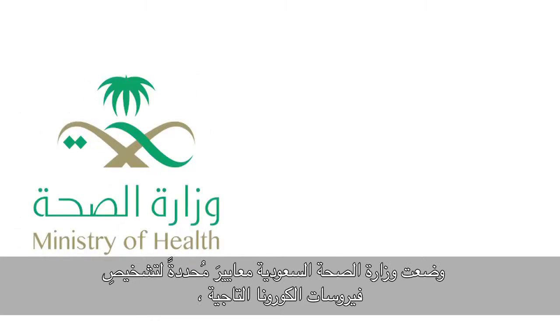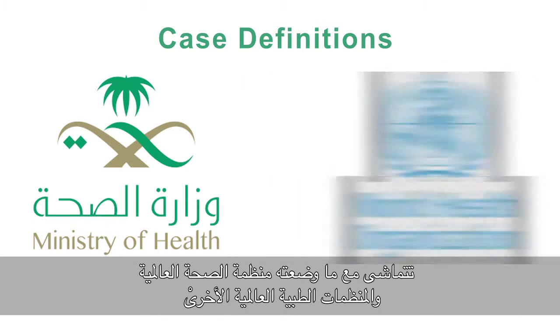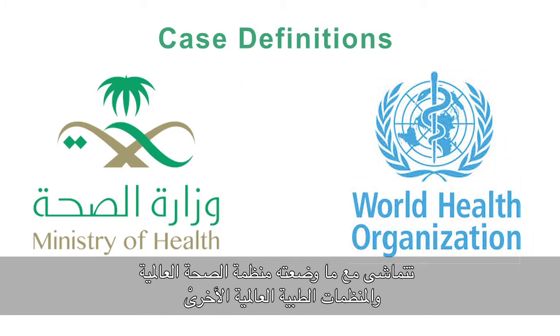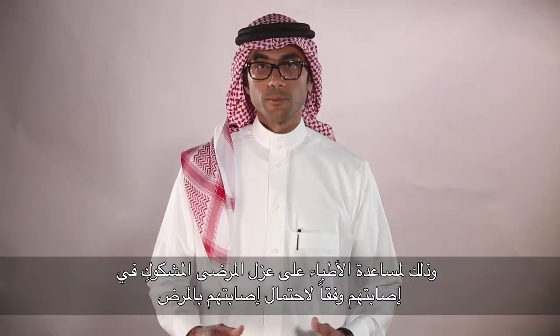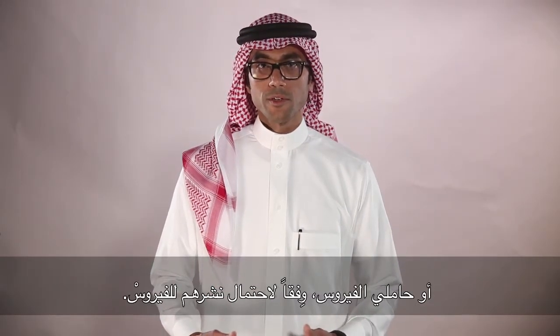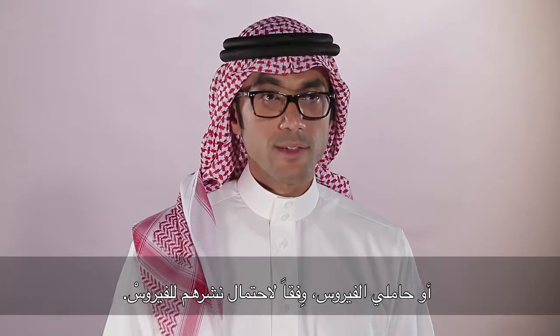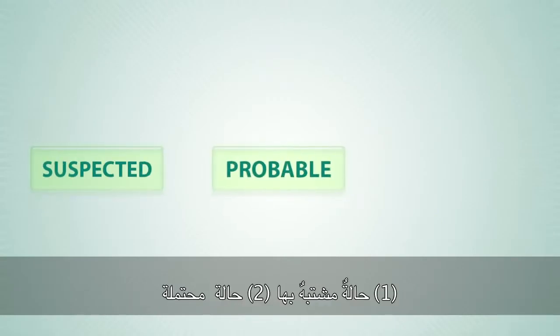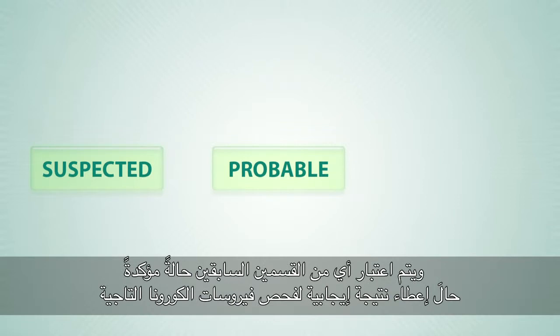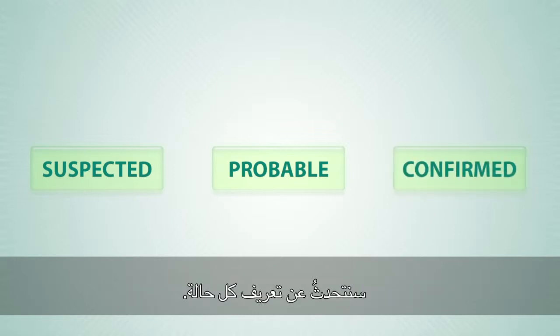The Saudi Ministry of Health has developed case definitions for MERS coronavirus that are in line with the World Health Organization and other medical associations throughout the world. These categories are meant to assist healthcare workers in triaging potential patients or carriers of MERS coronavirus by their risk of the disease or for spreading the disease. Based on that, patients fall into one of two categories. They are either a suspected case or a probable case. If any patient of the previous two categories has a positive test for MERS coronavirus, he is then called a confirmed case. We will go over each definition.